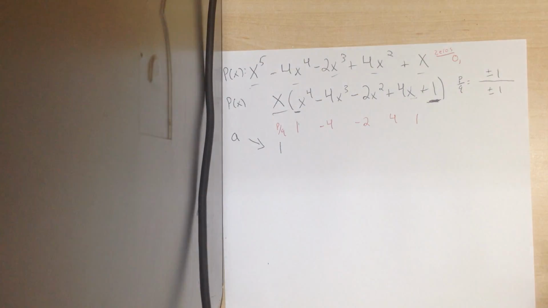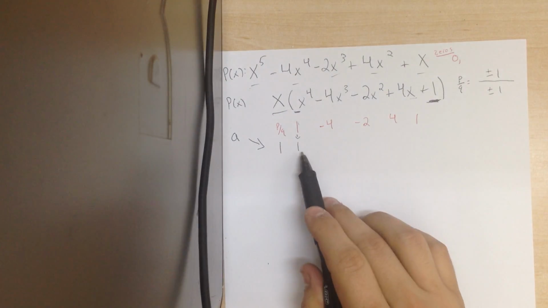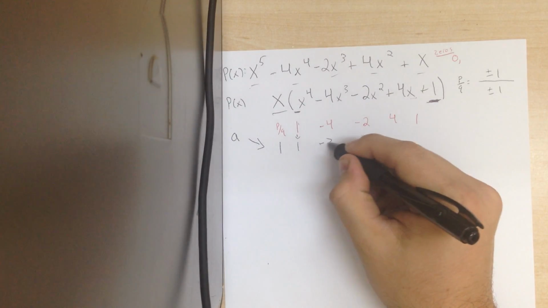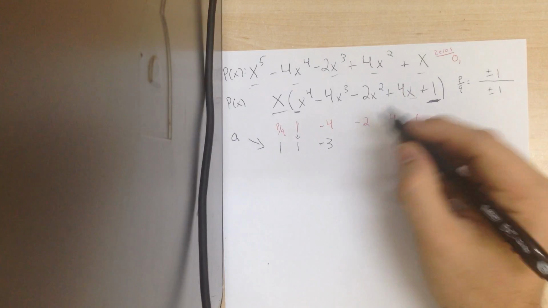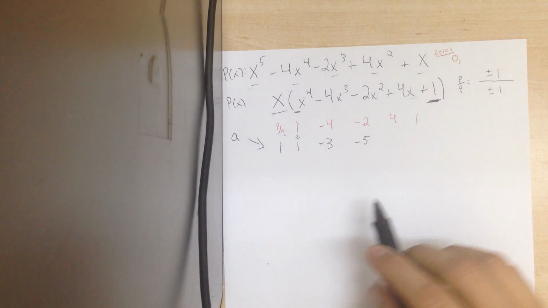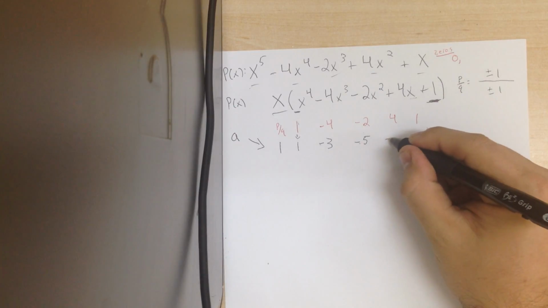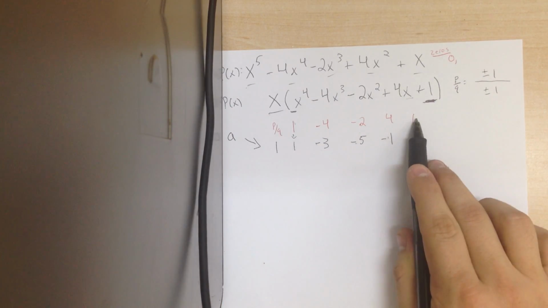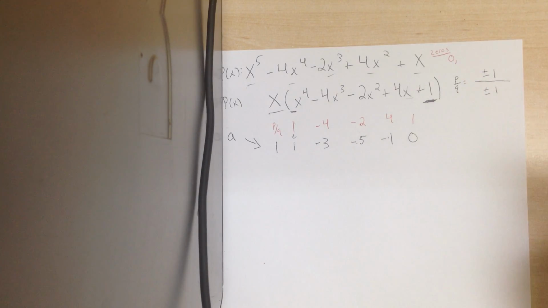So I'm going to test 1 first. So we start by dropping down the 1, and now 1 plus negative 4 is going to give me negative 3. Negative 3 plus negative 2 gives me negative 5. Negative 5 plus 4 gives me negative 1. And now negative 1 plus 1 gives me 0. So I got that remainder of 0, which is awesome.